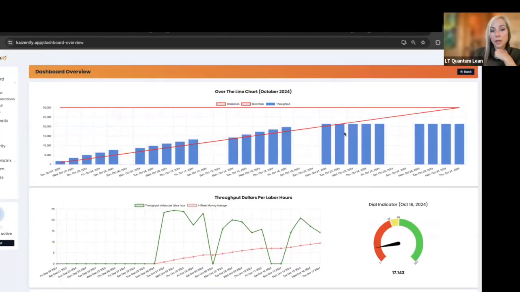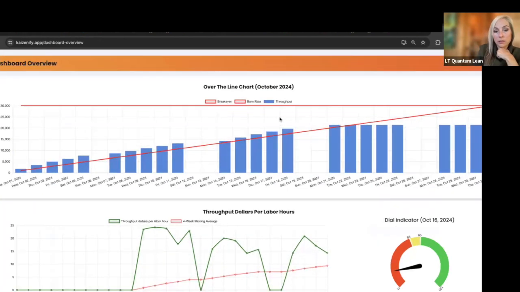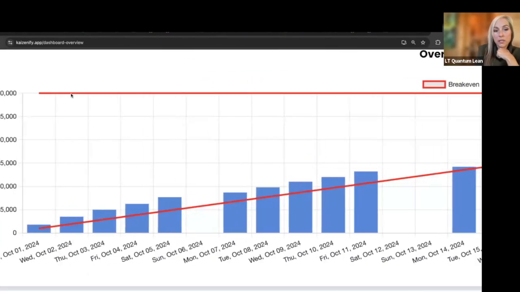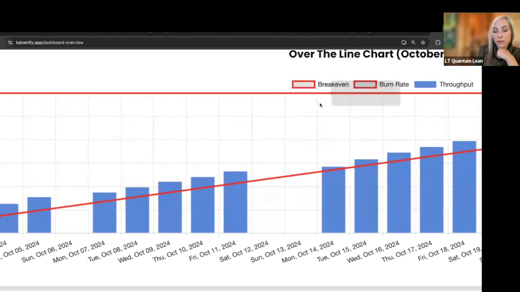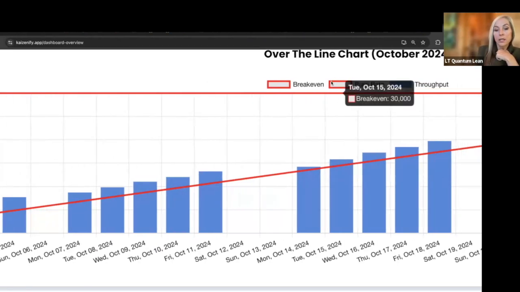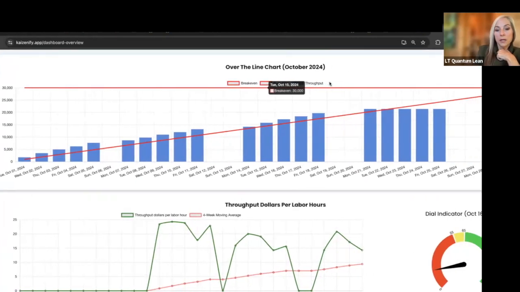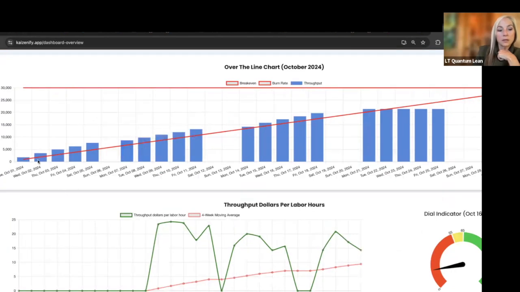So this is my over the line chart here. We'll zoom in a bit. This line at the top, $30,000 straight across, that is my break-even line that I defined in my settings. And I said I need to make $30,000 a month in order to just break even. The burn rate is my break-even line projected across the number of days in the month. So you can see it's a diagonal line here.